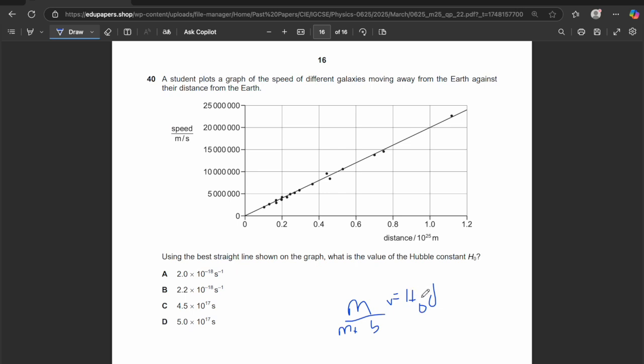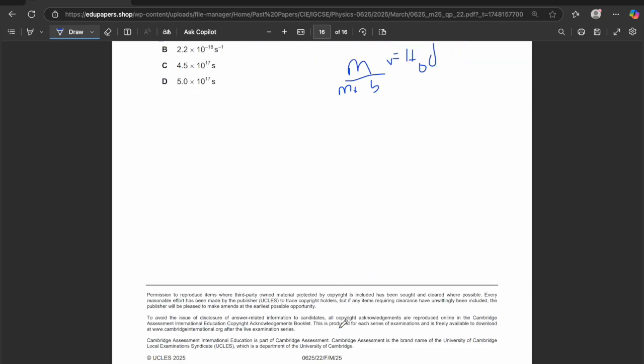So we have to divide V by distance. So we can take the gradient of this, maybe find a point. Okay, so this would be the best one, right? This is easy, right? 20 something and then 1, so it will be just 2.0 something. Yeah, so A fits the best. So this is the end of the paper, and good luck with your studies.